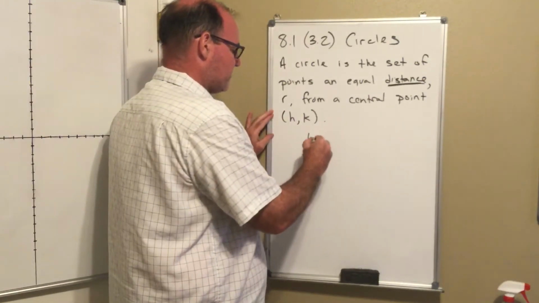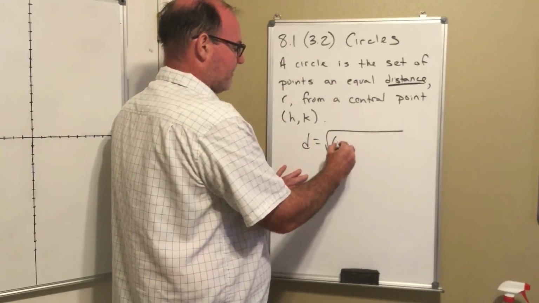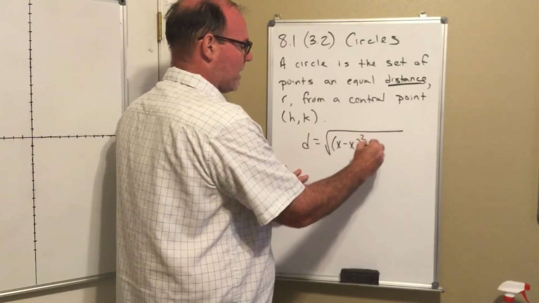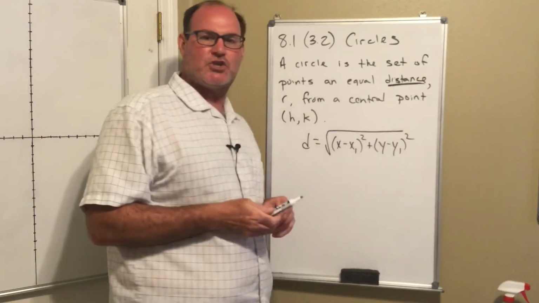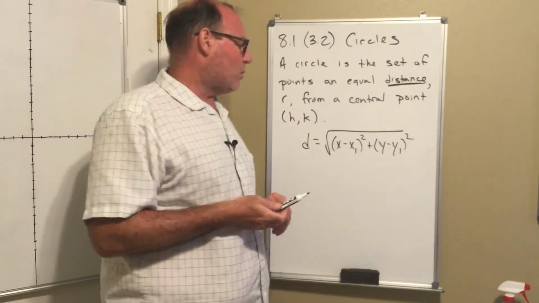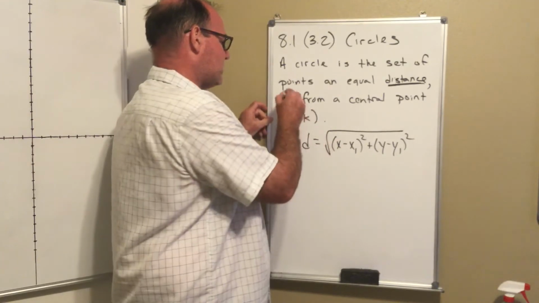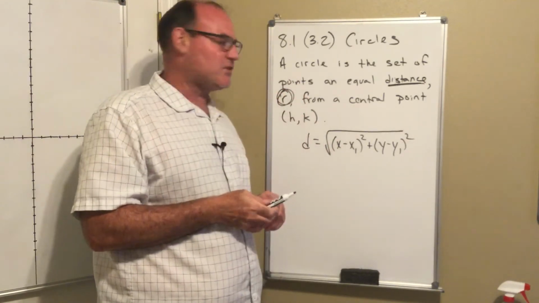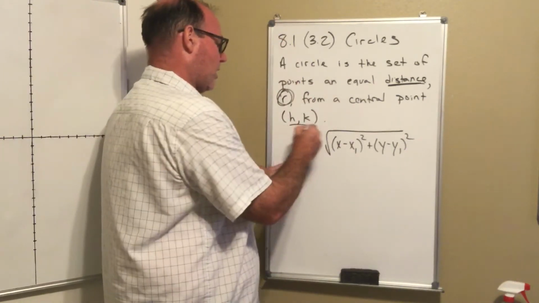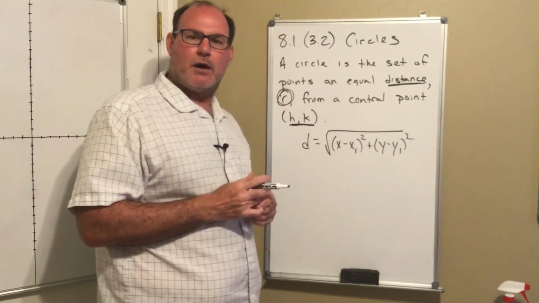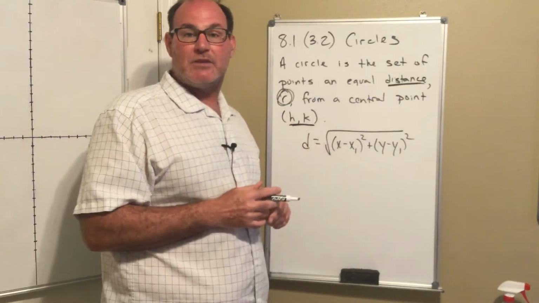So here's the distance formula. Distance is equal to the square root of (x minus x1) squared plus (y minus y1) squared. That is the equation of the distance formula. So I am going to plug in my distance, which is r. That's called the radius of the circle. And all the points along the edge of the circle are the distance r away from (h, k). So I'm going to use this to derive the equation of the circle.